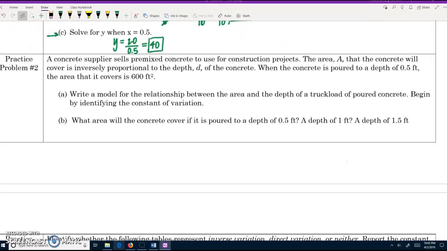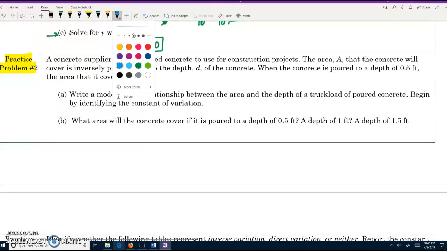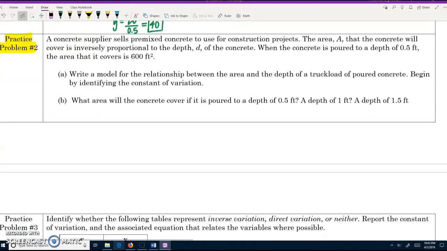So this one says in example problem number 2 that a concrete supplier sells pre-mixed concrete to use for construction projects. So super exciting application here. The area A that the concrete will cover is inversely proportional to the depth D of the concrete. When the concrete is poured to a depth of 0.5 feet, the area that it covers is 600 feet. So when we think inverse variation, which is what we want to think about when we see inversely, we think y equals k over x.